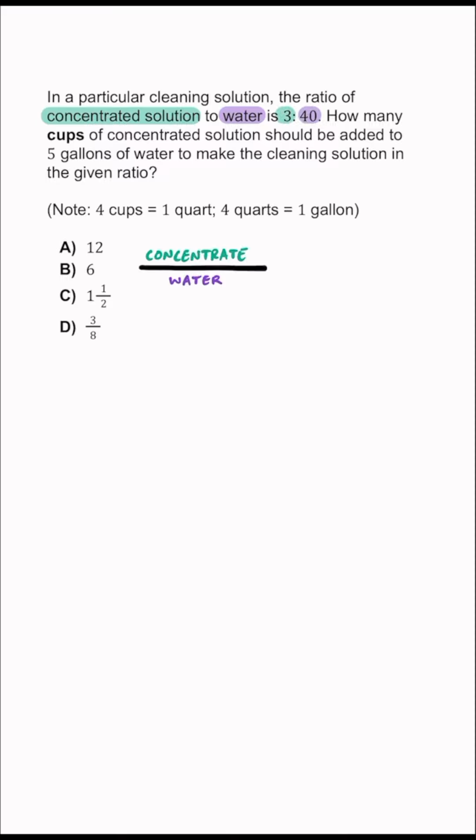So we can write ratios in different forms. I'm going to go ahead and write this in fraction form for the time being. And let's write it so we know that we have a ratio of 3 parts concentrate to 40 parts of water. The units don't really matter here, but they will in just a moment.